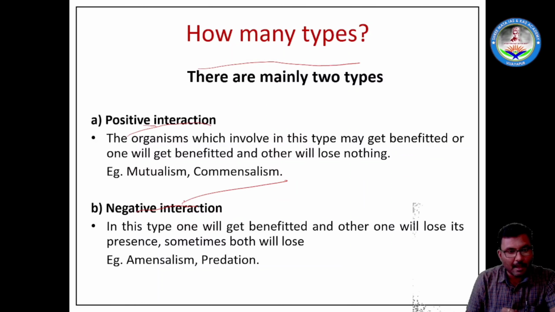I'm giving examples: for positive interaction, mutualism and commensalism. For negative interaction, amensalism and predation. Later we will understand what exactly mutualism is and what exactly amensalism is.